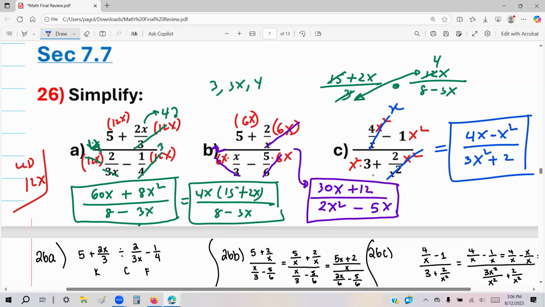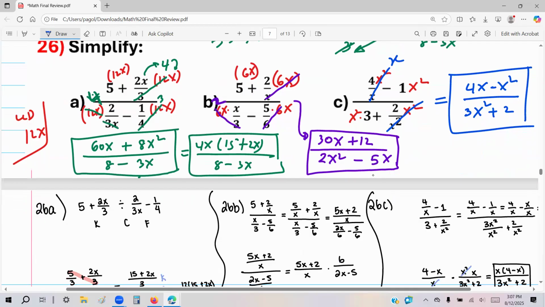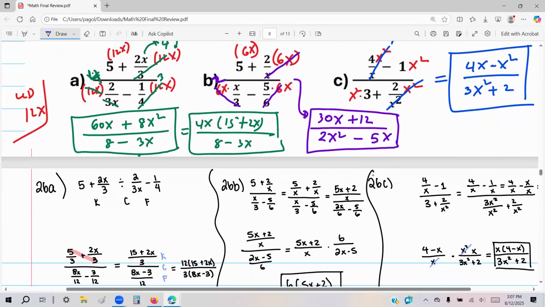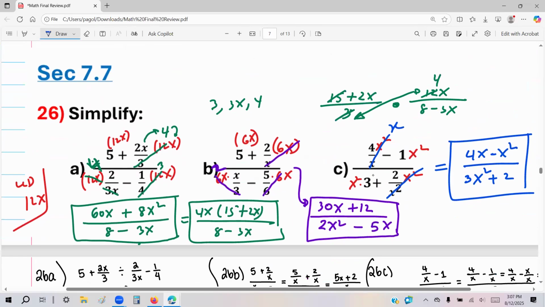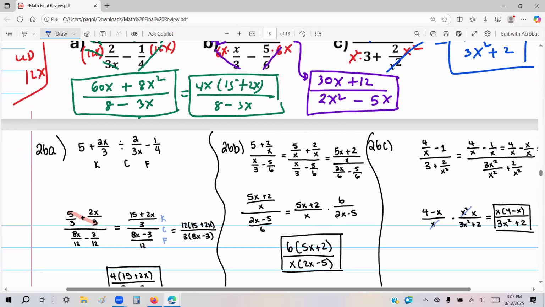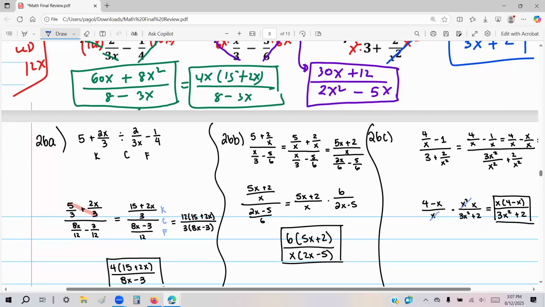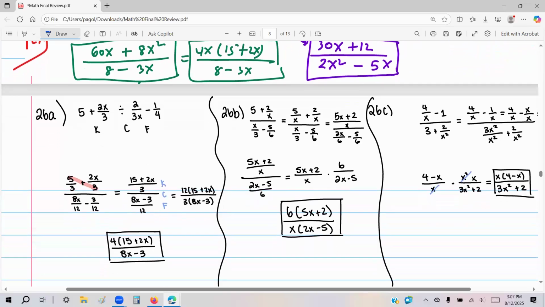Multiply. So three steps you can say: LCD, multiplying, canceling, and rewrite. 7.7. So do you have everything? Okay.